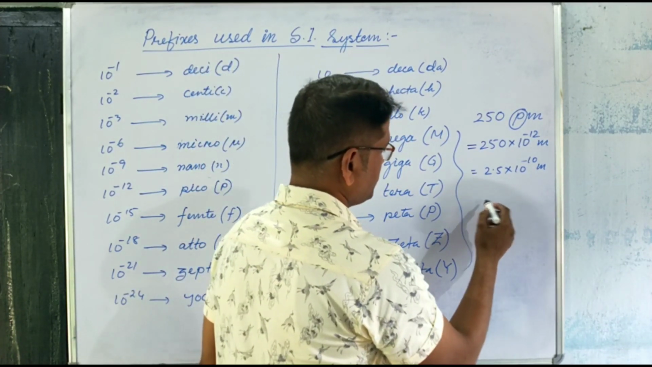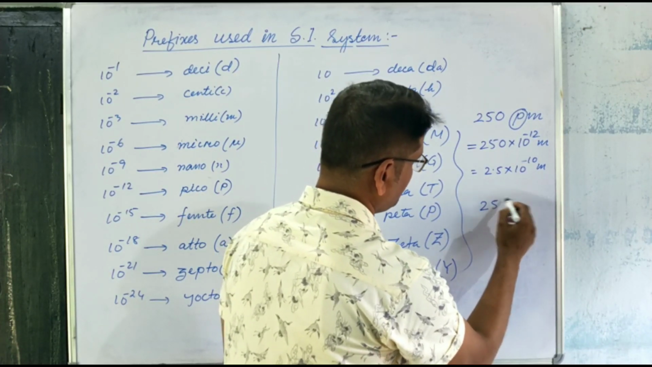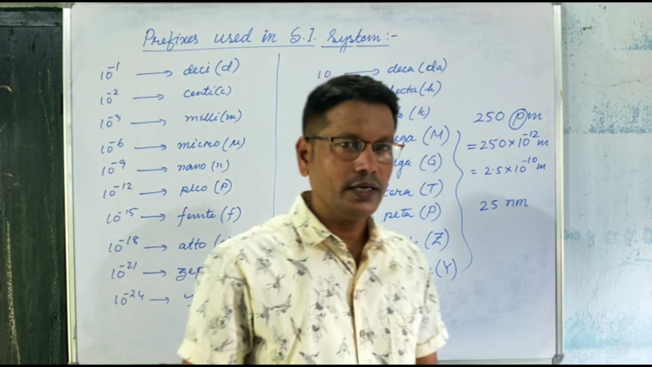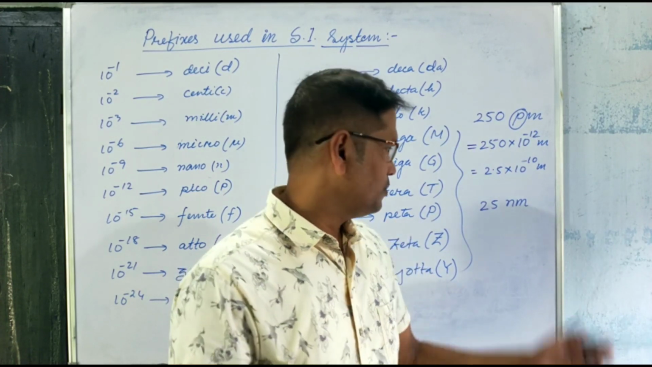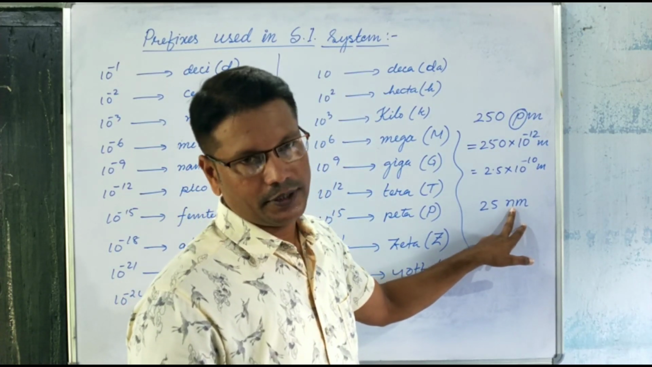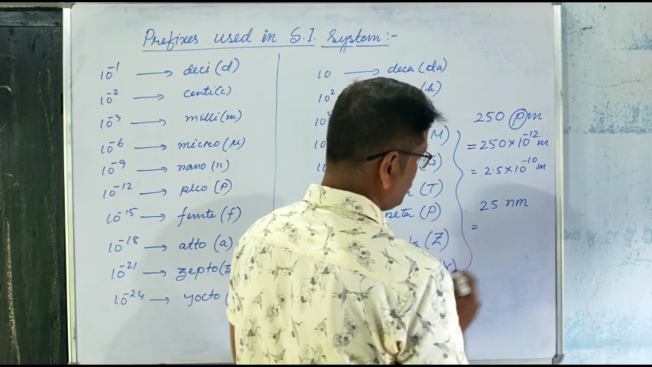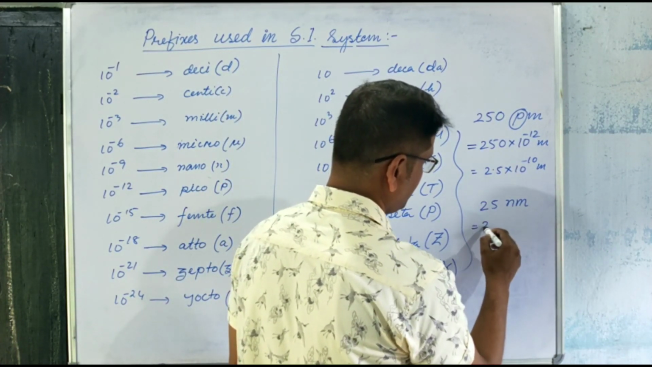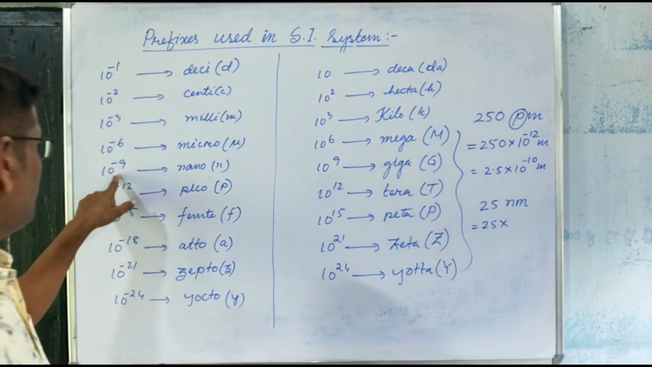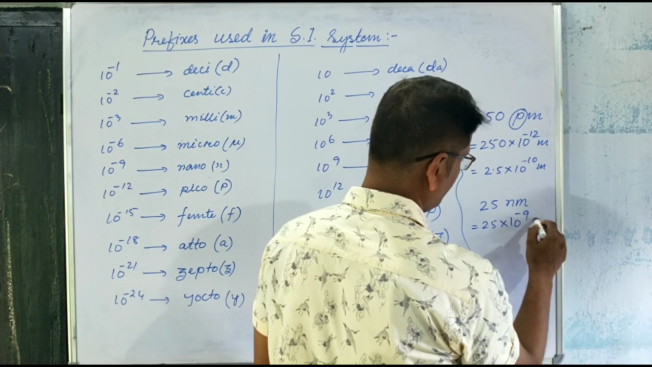Suppose wavelength is given in this way, suppose 25 nanometer. That means the wavelength of a wave is given as 25 nanometer. So here nano is the prefix, meter is the main unit. So we can convert it into the fundamental unit in this way: 25 into, now nano means 10 to the power minus 9, so you can write 10 to the power minus 9 meter.